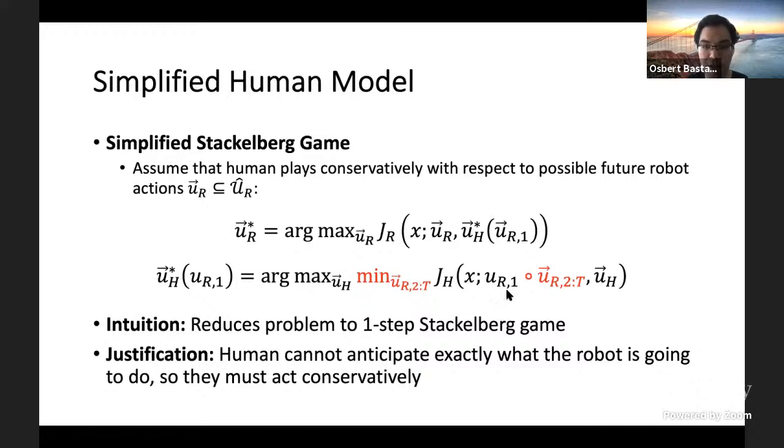That's denoted in the minimization shown in red on this slide. They're going to act conservatively with respect to some subset. There's basically some bounded set of actions that they consider, and then they act robustly with respect to that set. And this is a one-step Stackelberg game. So the robot acts, and then the human acts, and then that's it.